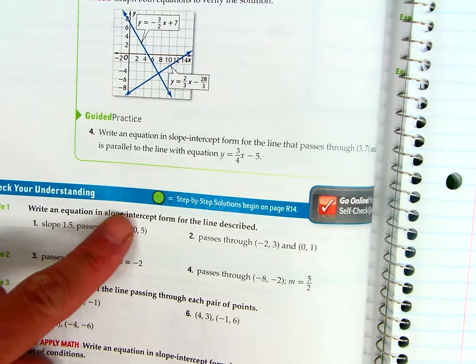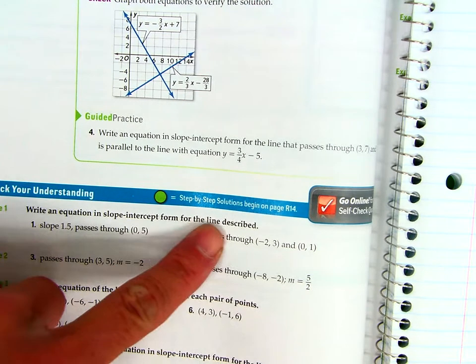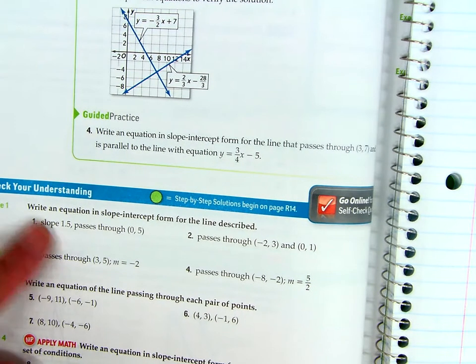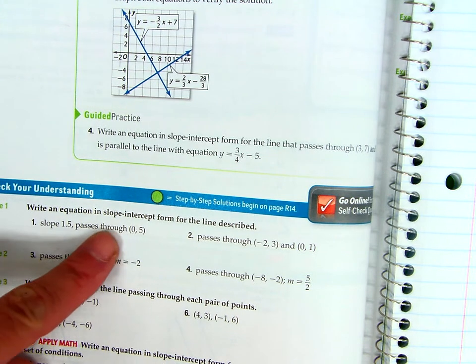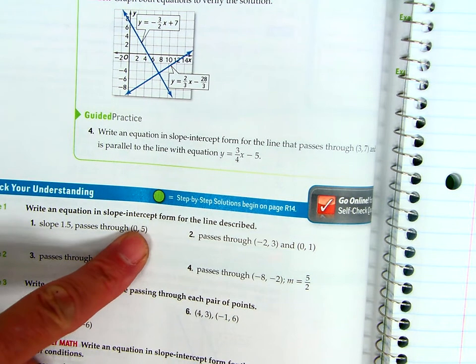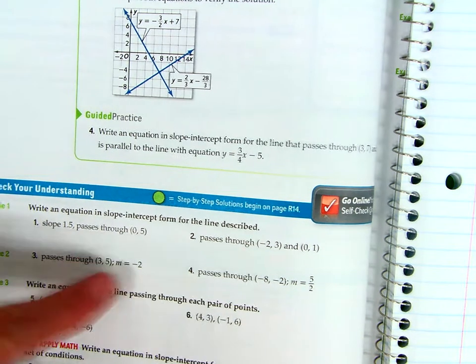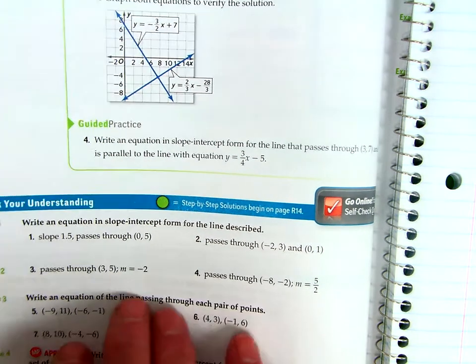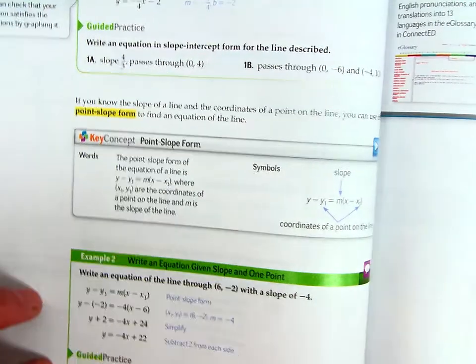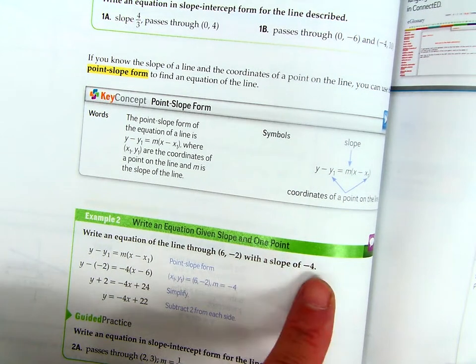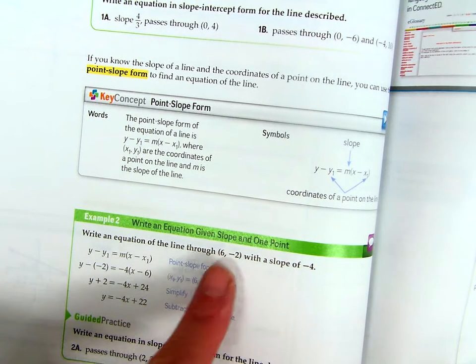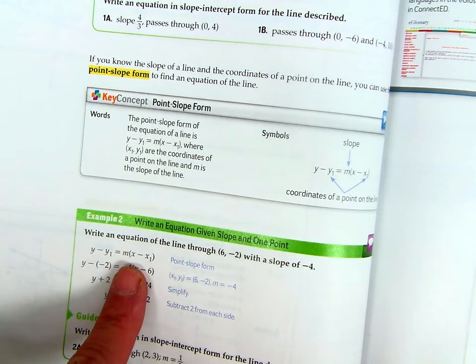Write an equation in slope-intercept form for the line described. There's a slope of 1.5 and it passes through (0, 5). They gave me a slope and a point. In my examples, here's the example that shows me what to do if they give me a slope and a point. I'm going to use the point-slope form.